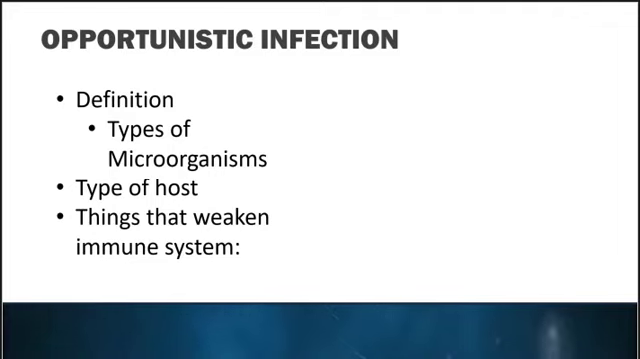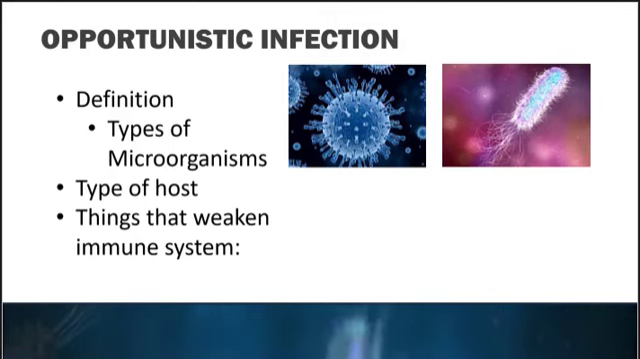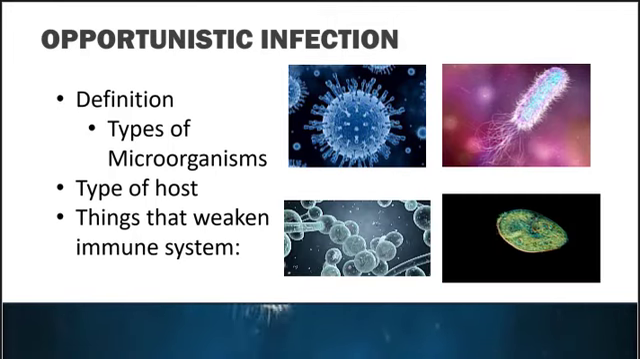what it means to have an opportunistic infection. It's important to understand that many of these diseases do occur opportunistically. Opportunistic infection just means that the microorganisms that do not ordinarily cause disease can become pathogenic under certain circumstances. So what type of microorganisms are we talking about? Well, viruses, bacteria, fungus, and protozoa.